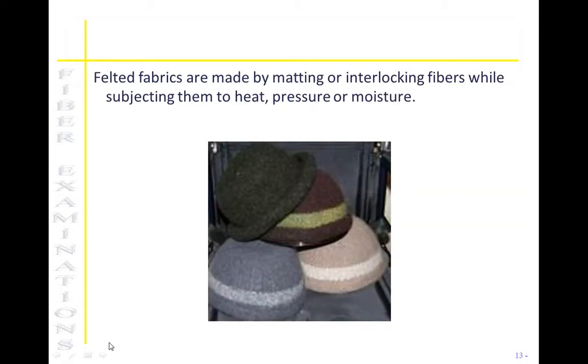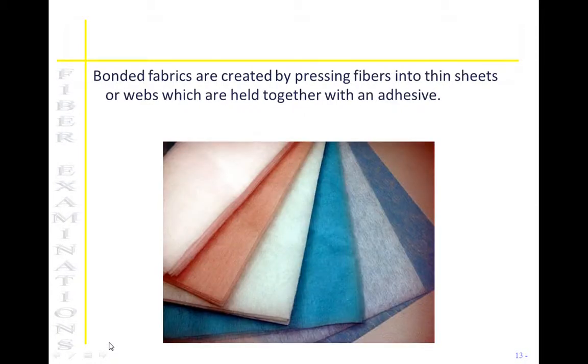The analyst may also encounter felted fabrics. These are more or less matted or interlocking fibers that have been subjected to heat, pressure, or moisture. And they may also encounter bonded fabrics, which are created by pressing fibers into very thin sheets or webs, but then they're actually held together with an adhesive.